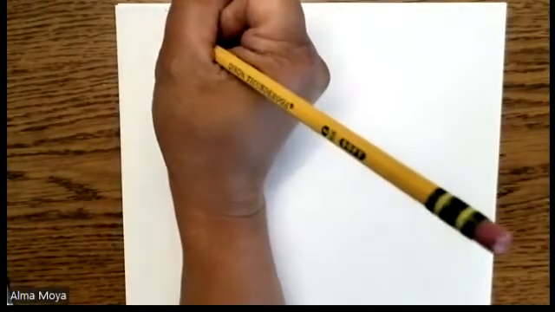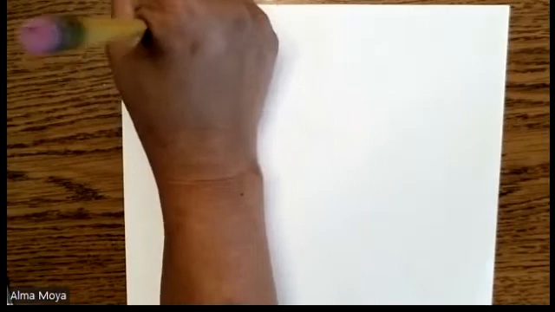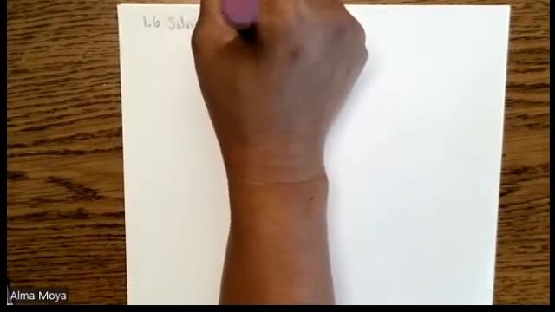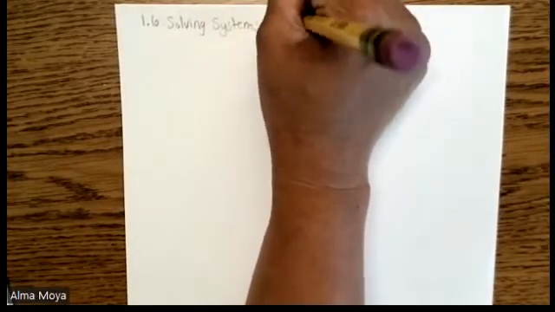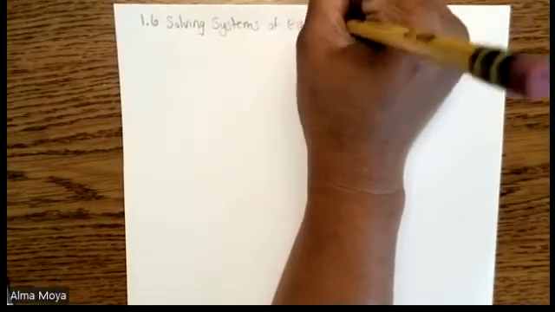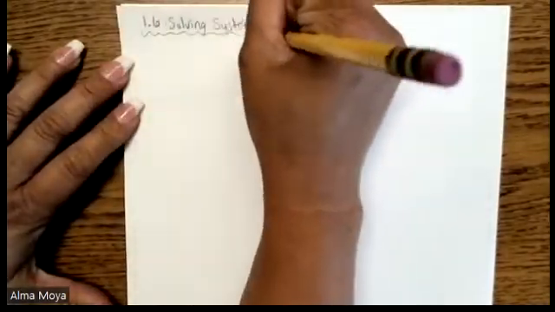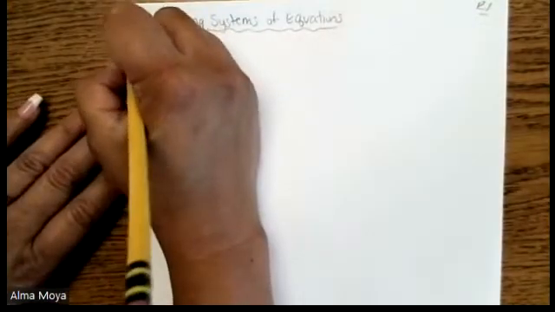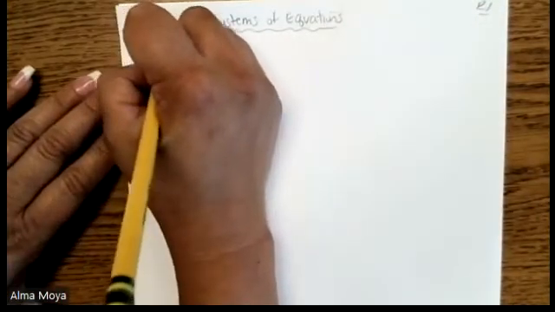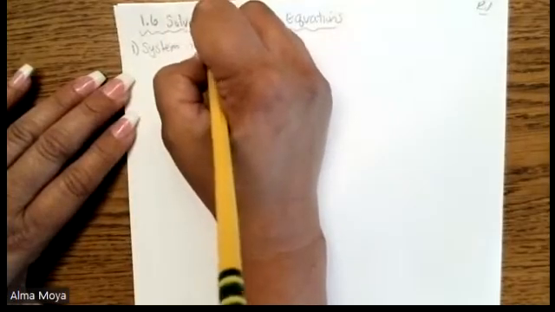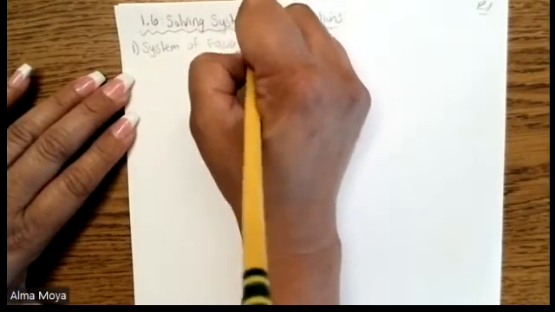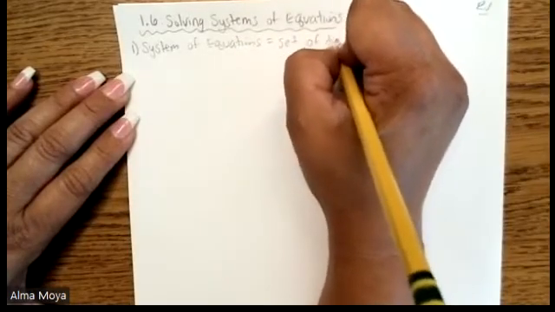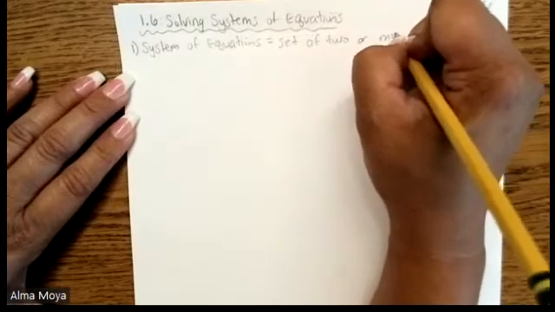All right, these notes are going to be on 1.6, solving systems of equations. A system of equations is a set of two or more equations.